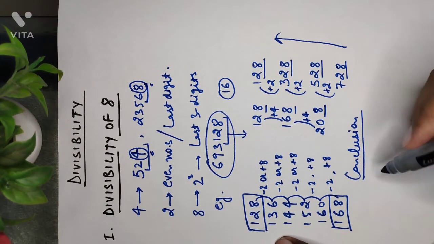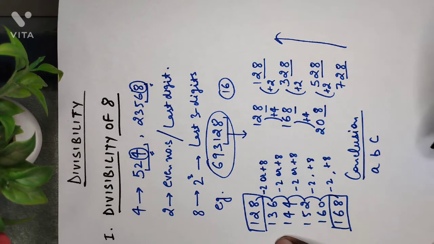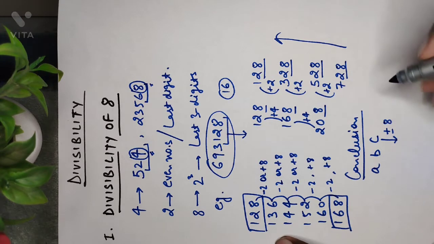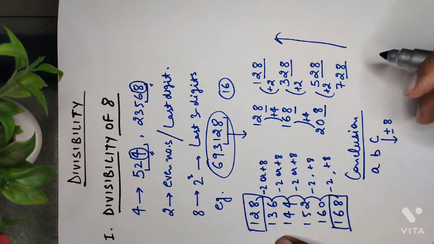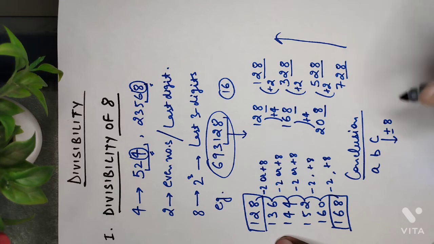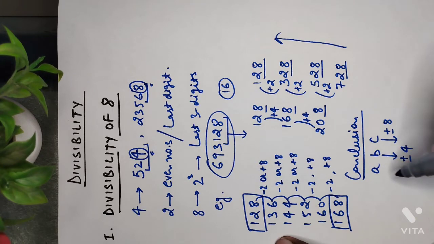the conclusion is, if I am writing any number like this, A, B and C, then this number always increases or decreases by 8. Remember this. Similarly, this middle number always increases or decreases by 4. And this 100th digit always increases or decreases by 2.